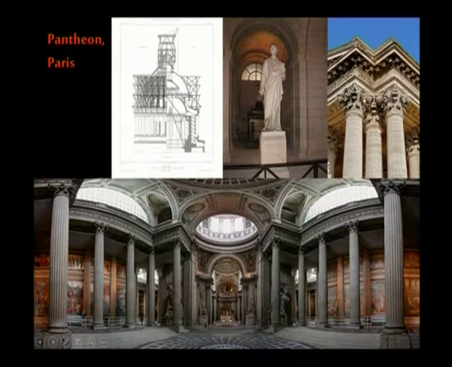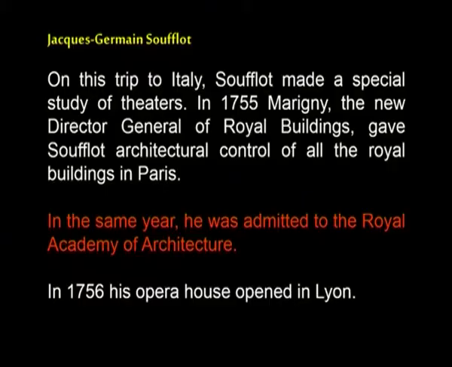Corinthian columns are the junction where the building is turning. Look at the 3 columns which are placed right next to each other. Pantheon has the statue of Voltaire, a famous French. On the second trip to Italy, Soufflot made a special study of theatres. In 1755, Marigny, the new Director General of Royal Buildings, gave Soufflot architectural control of all the royal buildings in Paris. In the same year, he was admitted to the Royal Academy of Architecture. In 1756, his opera house opened in Lyon.